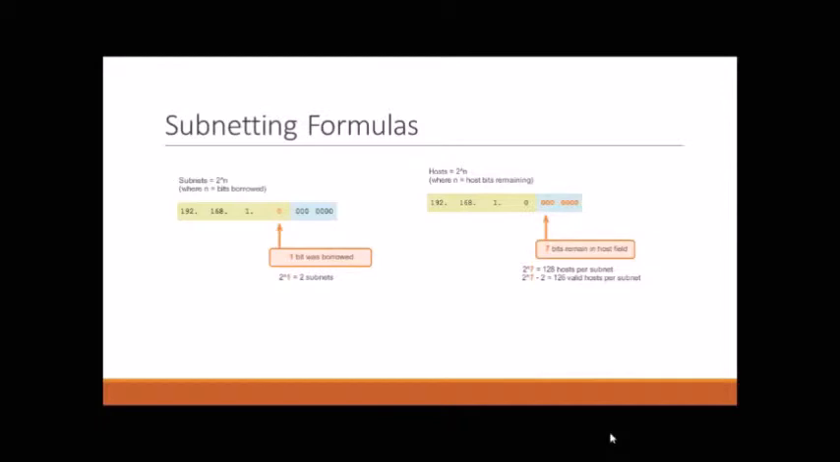2 to the n, where n is equal to the number of bits remaining in the host field. But because hosts cannot use the network address or broadcast address from a subnet, two of these addresses are not valid for host assignments. This means that each of the subnets has 126 valid host addresses. So, borrowing one host bit towards the network results in creating two subnets, and each subnet can have a total of 126 hosts assigned. Example: consider an internet network that requires three subnets.